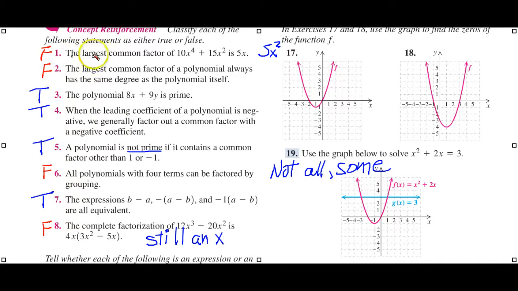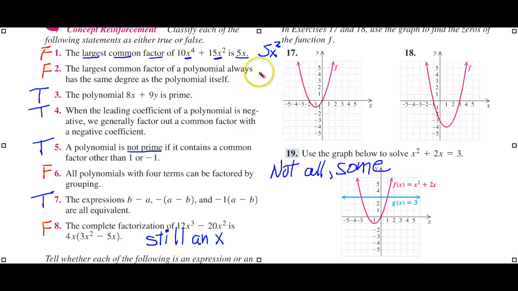Now looking at the false, here it's x to the 4th, x to the 2nd. So where 5x is a factor of each one of these, it's not the largest common factor. The largest common factor of these two terms would be 5x to the 2nd. Again, you have to take out the greatest or largest common factor.